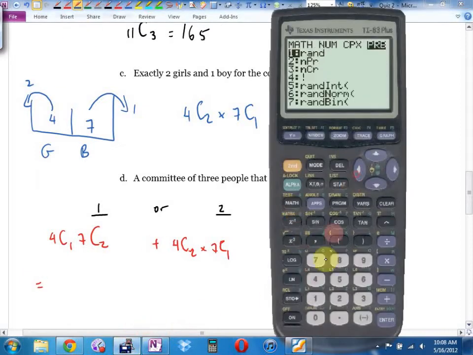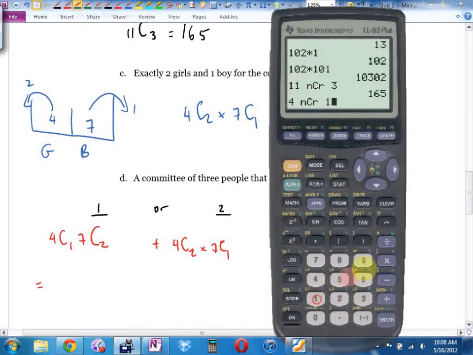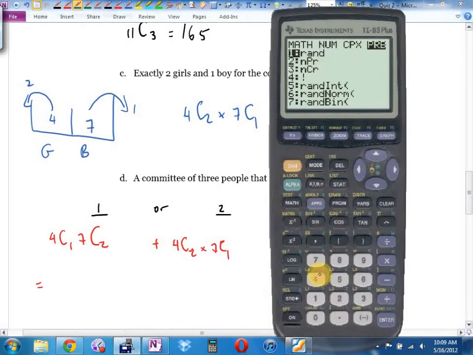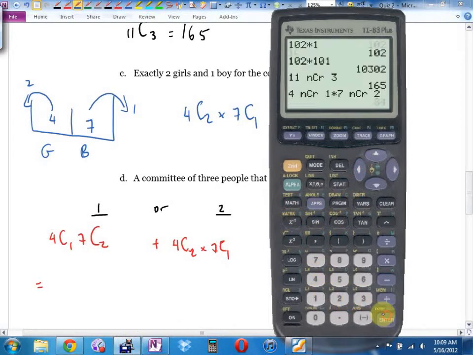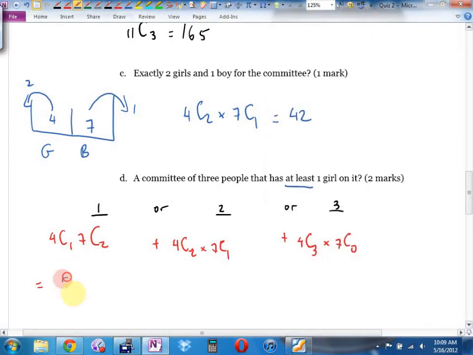Four, choose 1, 7, choose 2. 84 plus, this one I already know the answer to is 42, plus, what's anything choose 0? And 4 choose 3, that's the same as 4 choose 1. Hey, that's 4. In fact, this whole thing just works out to a 4. You'll get 84 plus 42 is 126 plus 130?